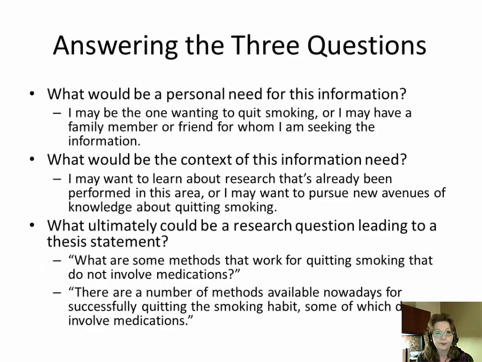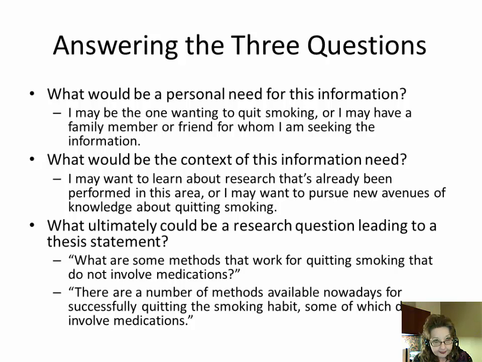Well, here we go. So what would be a personal need for this information? Well, I might be the one who wants to quit smoking. And I want to do it naturally. I don't want to use medications. Or I may have a family member or a friend who is needing this information, and so I'm going to go find that for them. So that's a personal need for information. Another personal need, as we've talked about, is that might be a topic that I'm doing for a class, maybe a science class, or public speaking, or something like that.